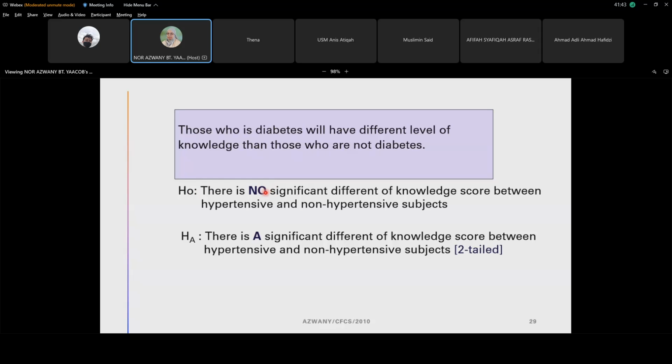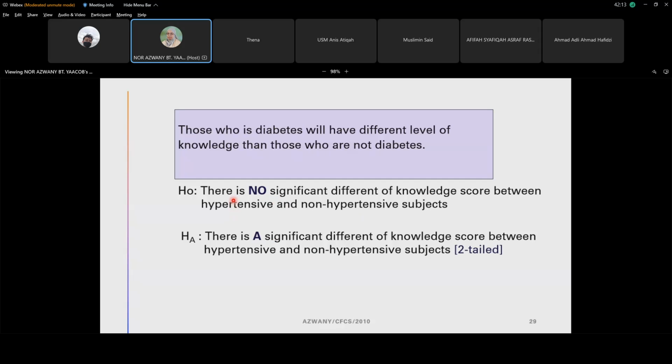Okay, there's no significant difference, no significant difference of what? So significant difference of knowledge score. Okay, or you can say that difference of mean knowledge score. Okay, and you have to mention between who and who. Sorry, this is about diabetes, and this is about hypertension. Okay, typo there. So you have to finish all.